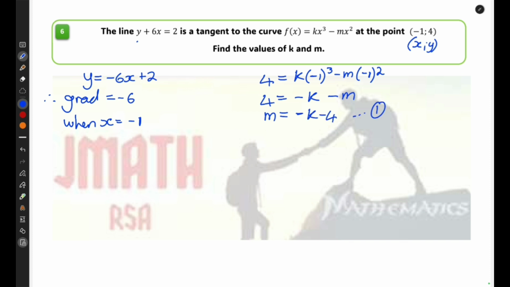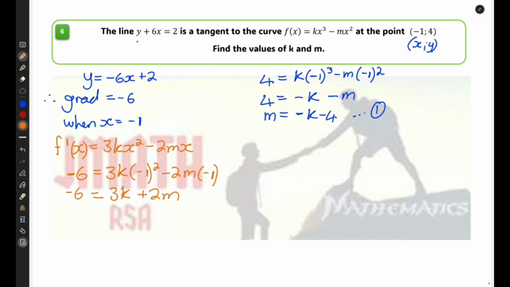Now I can set up equation 2, and that has to do with the derivative. So I'm just going to do it on this side. The derivative of this function would be equal to 3kx squared minus 2mx. Now I'm going to use this info that I just got up there to say I can make this equal to minus 6 if I make x minus 1. I want m alone, so I can then just say m is equal to minus 6 minus 3k all over 2, and that would be my equation 2.